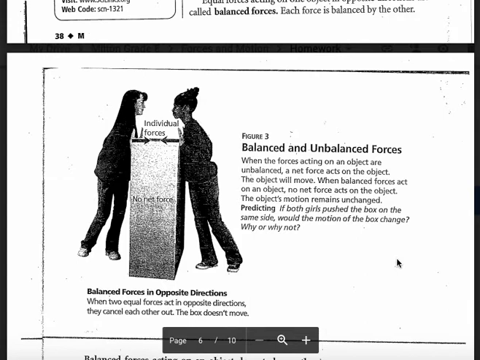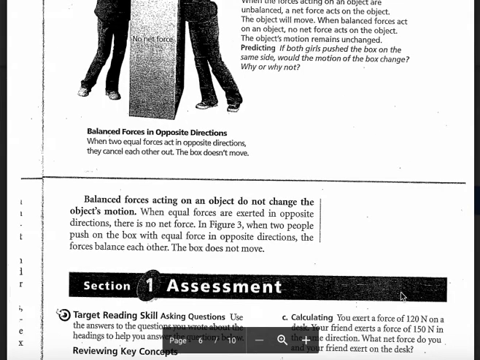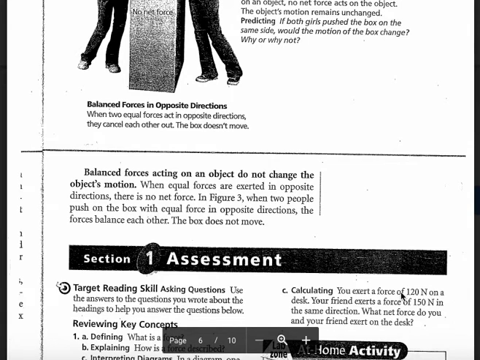So, for example, these two girls push the bookcase or box, whatever we want to say, towards each other with the same amount of force. Nothing is going to happen. That bookcase is not going to move. Balanced forces acting on an object do not change the object's motion. When equal forces are exerted in opposite directions, there is no net force.